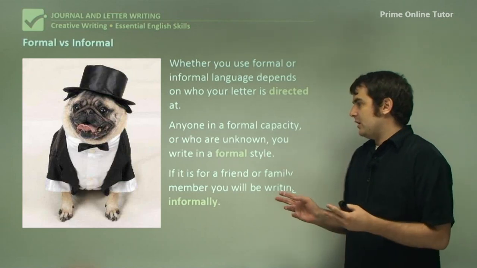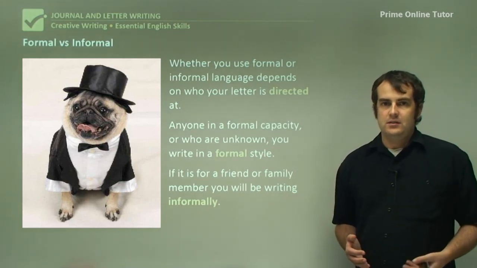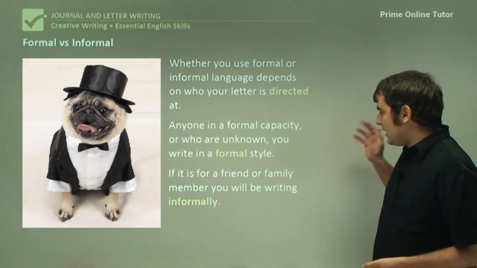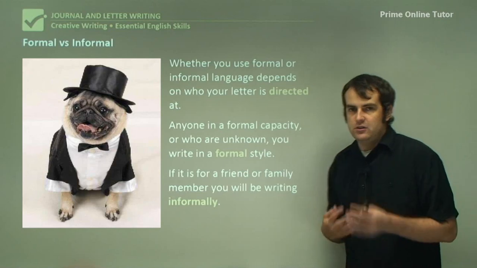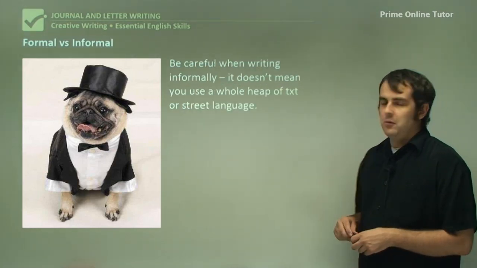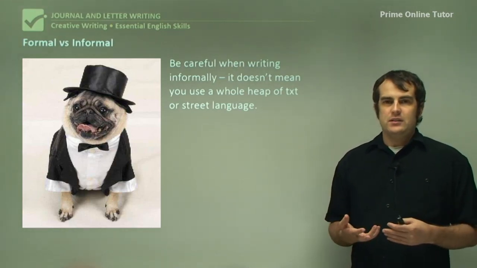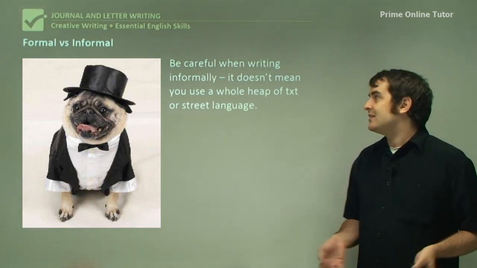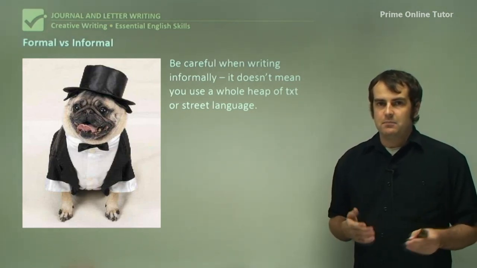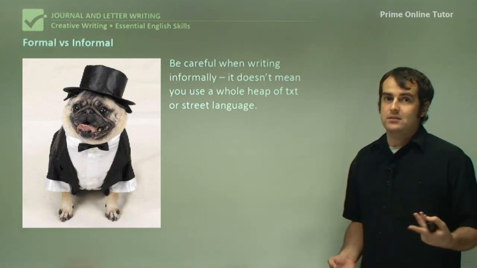Don't write a formal letter for that because, as I said, it doesn't make sense to write formally to someone who's your best mate. So, depending on the style, it's just about using the right kind of language. Now, be careful when writing informally, because informal doesn't mean you write lazily or write complete gibberish. For instance, text or street language, now I'm showing my age a little bit here, but basically language that you would use in conversation with your friends is out.